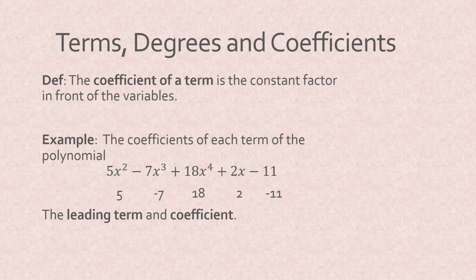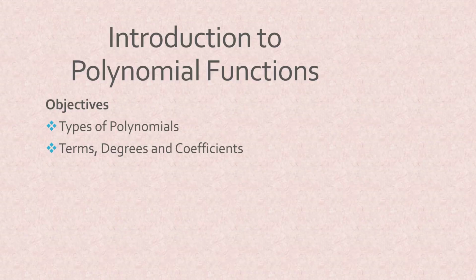The leading term of any polynomial is going to be the term of the highest degree. So you can clearly see here that since this is a degree 4 polynomial, the leading term is the 18x to the fourth, and the leading coefficient is the 18. That concludes our introduction to polynomials, and thank you very much.